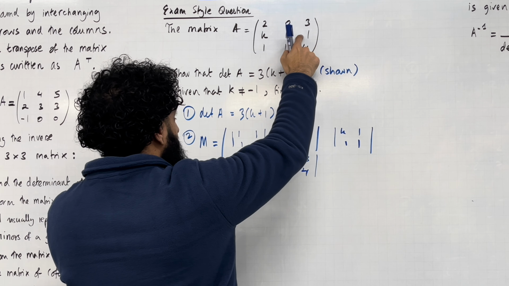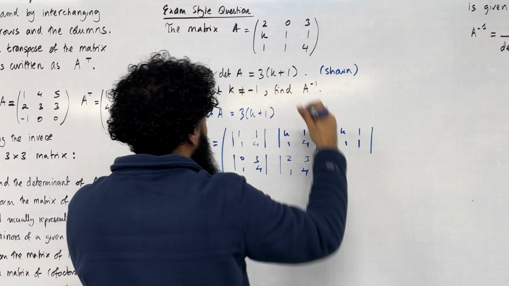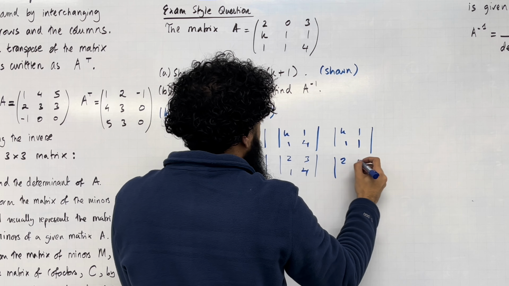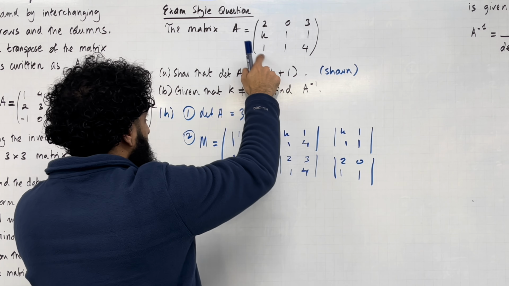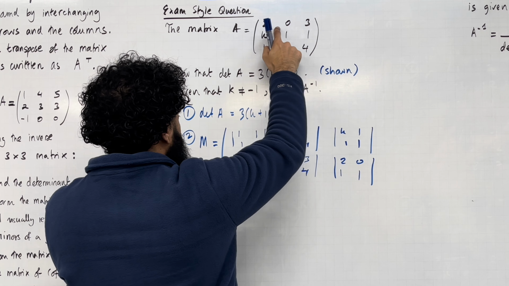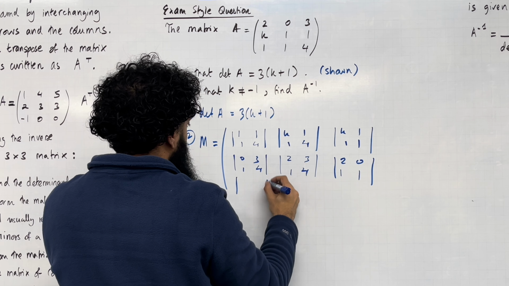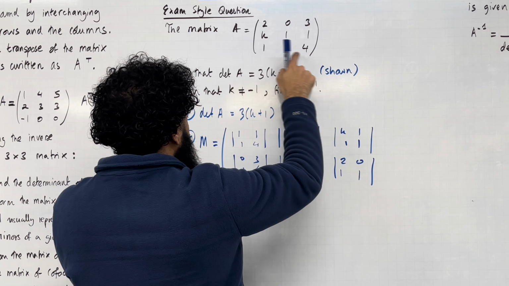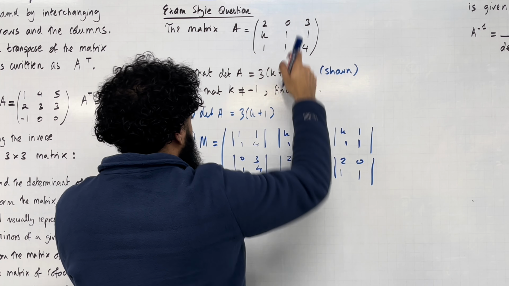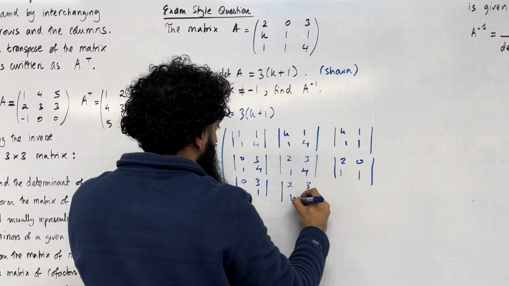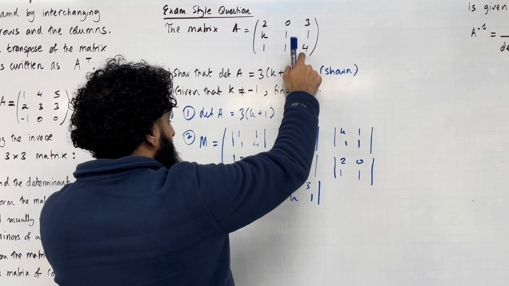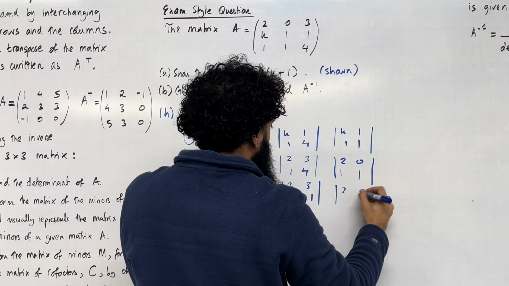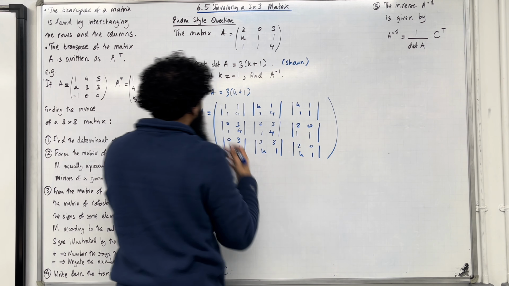The minor of 1, this one here, delete this column, delete this row. This gives me 2, 0, 1, 1. The minor of this one, delete this column, delete this row. This gives me 0, 3, 1, 1. The minor of this one, delete this column, delete this row. This gives me 2, 3, K, 1. The minor of this 4, delete this column, delete this row. This gives me 2, 0, K, 1. And that is my matrix M.